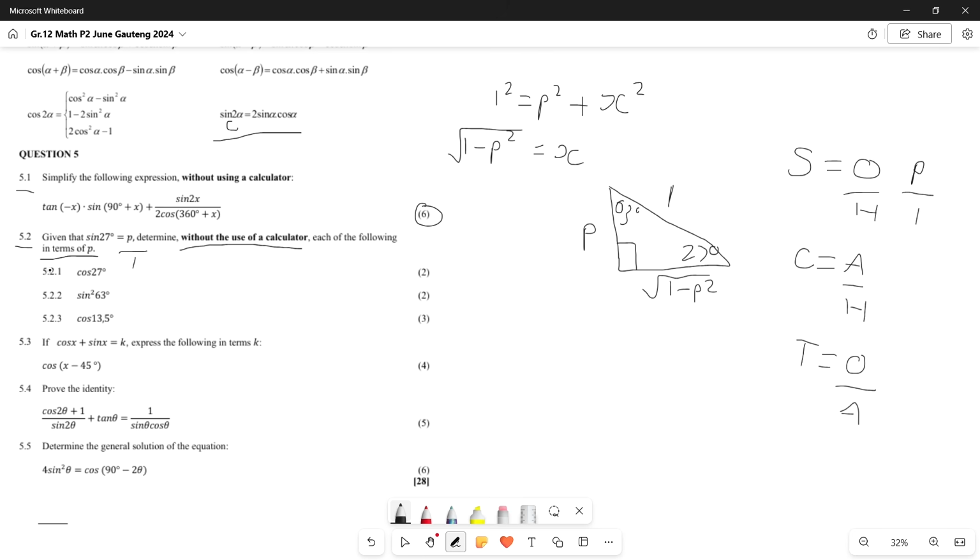Because now that we're here, to get cos 27, we've done the construction, so all we need to do is plug in the values that correspond with cos 27.